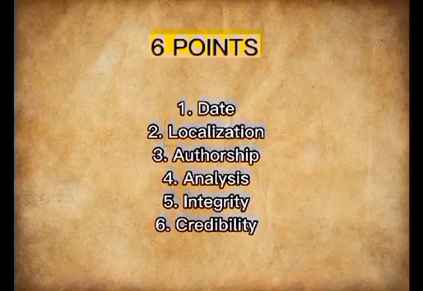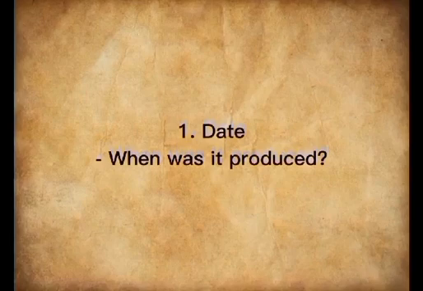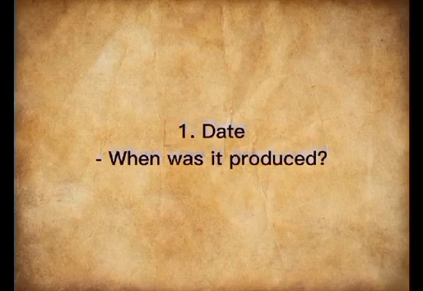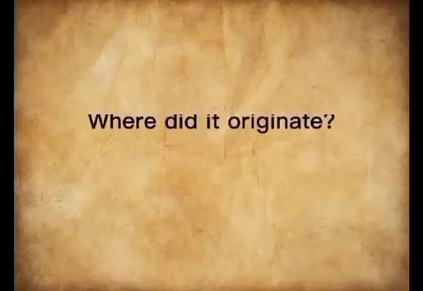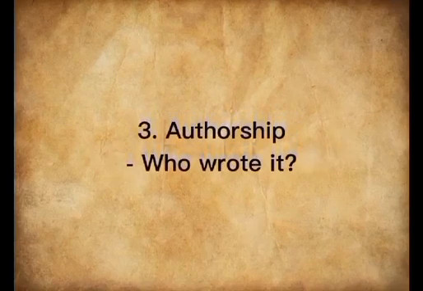To know this better, let's explain it one by one. Number 1, the date. It is important to know when it was produced. The author of any primary source must witness the exact event and publish it during that time. Number 2, the localization. We need to know where it originated, the geography of a particular area or place of that source.